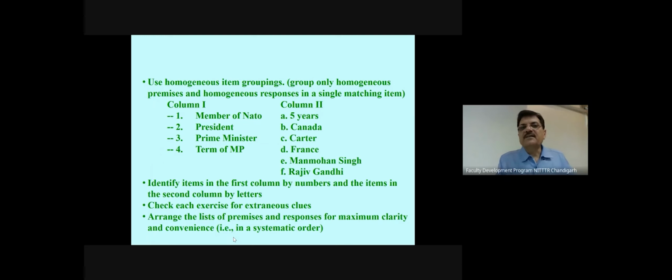Choose homogeneous item groups, group only homogeneous premises and homogeneous responses in a single matching item. Member of NATO, president, prime minister, term of MP, this is different. ठीक है, यहाँ पर definitely वो 5 years के लिए जाएगा. So identify items in the first column by number and the items in the second column by letters, and check for any clue. Arrange the list of premises and responses for maximum clarity in a systematic order.